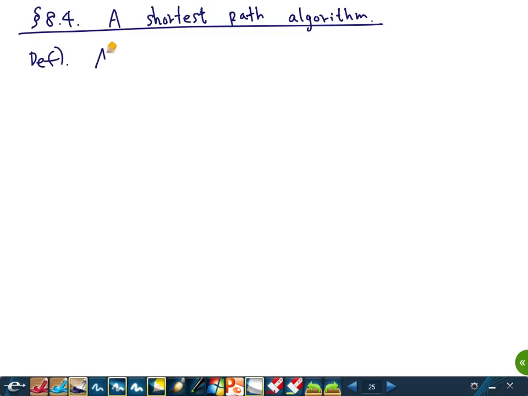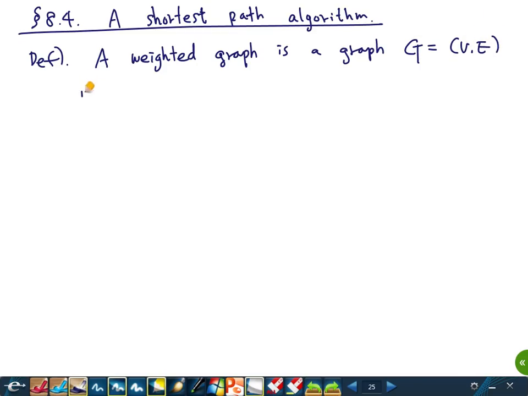A weighted graph is nothing but a graph where we put some number on each edge, because edges are not all the same. Let me just first write this and then explain with an example. A weighted graph is a graph G in which every edge has a number attached to it. It's called a weight.